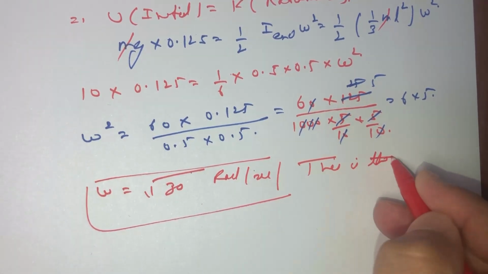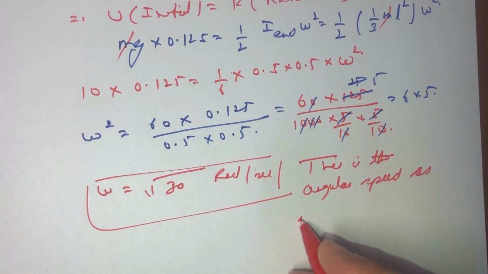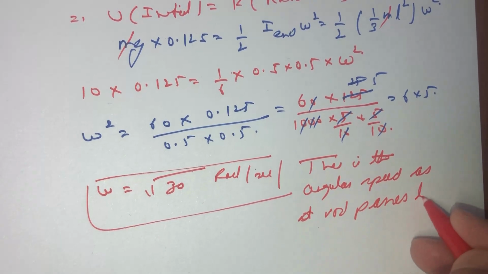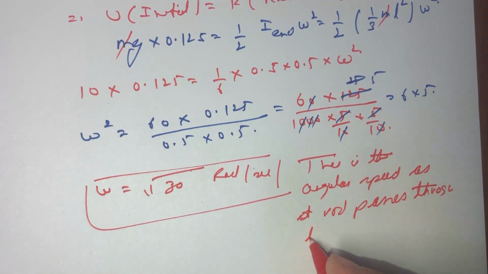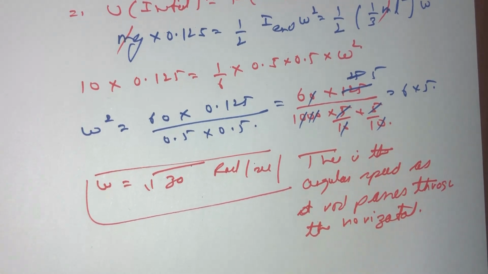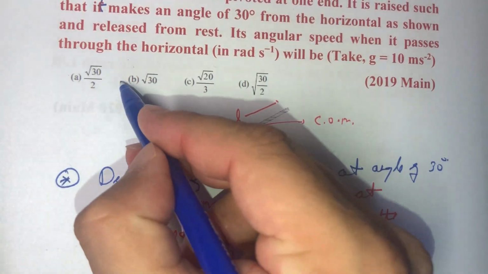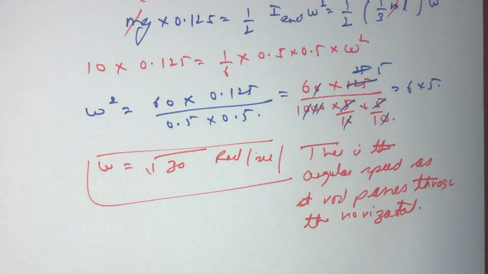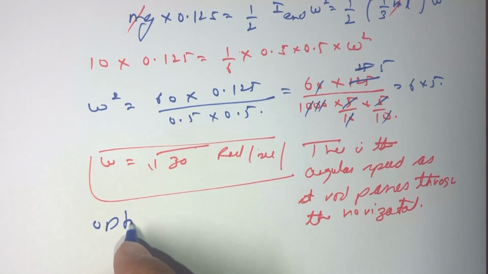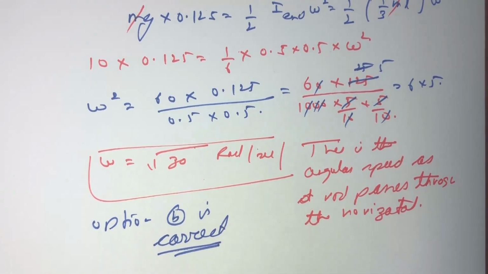This is the angular speed as the rod passes through the horizontal. And if we check the options available to us, option B is the correct option.